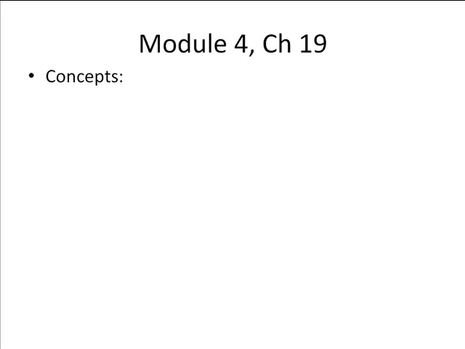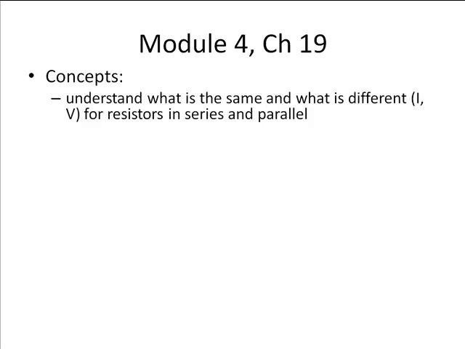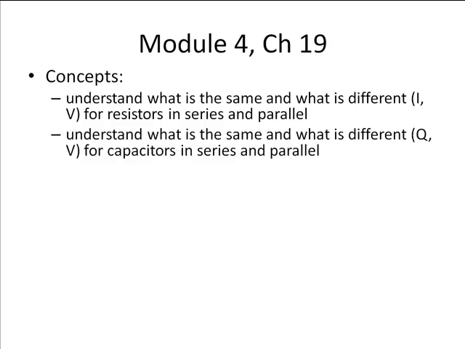All right, the final chapter is a really long chapter, so you need to understand for resistors and for capacitors in series and parallel what's the same and what's different. So for resistors that are hooked up in series, the same current flows through the resistors, but the voltage across them is different. If the resistors are hooked up in parallel, then the current splits up, so the current is different, but the voltage is the same.